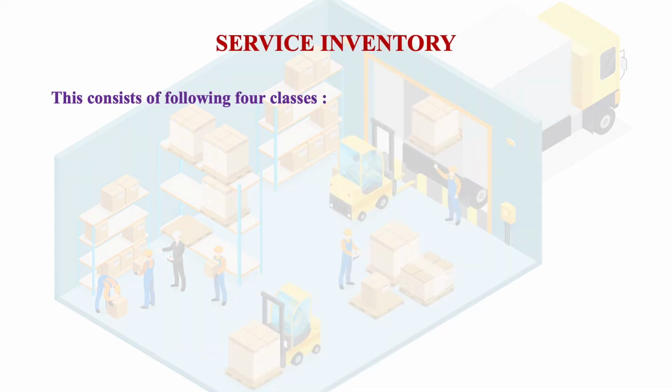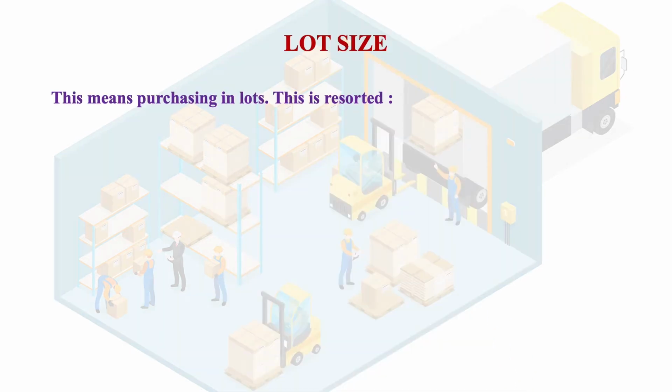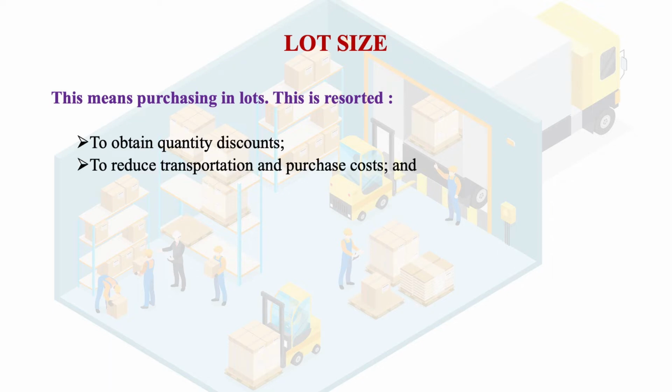Now, service inventory. There are four classes. One is lot size, second is anticipation stock, third is fluctuation stock, and the fourth one is risk stock. Let us see one by one. Lot size inventory means we purchase in lots. This is resorted to in order to obtain the quantity discount. We will try to reduce the transportation and the production cost or the purchase cost. It also minimizes the handling and receiving cost.